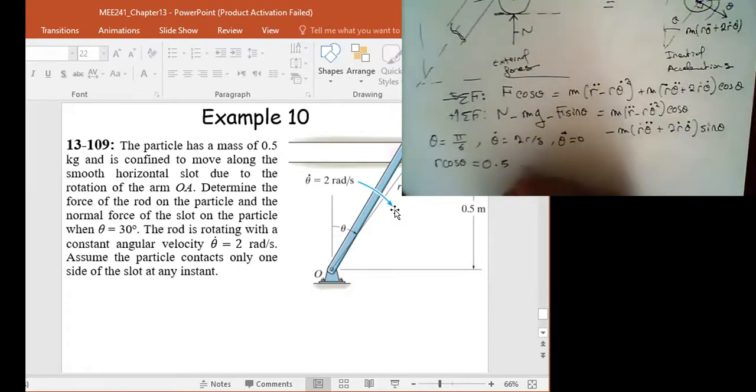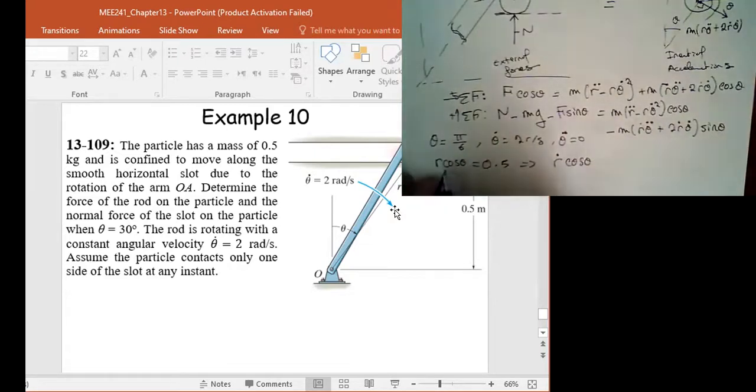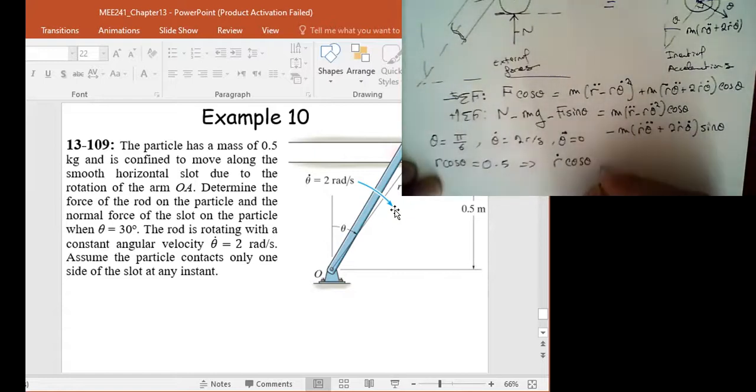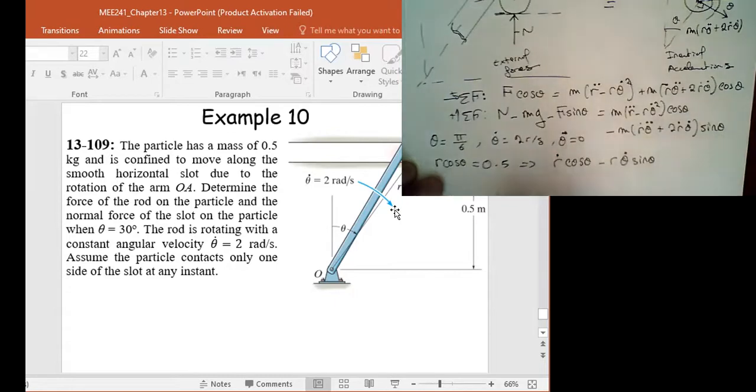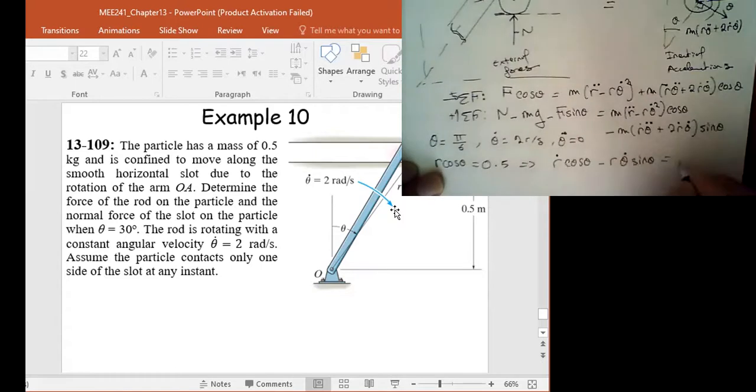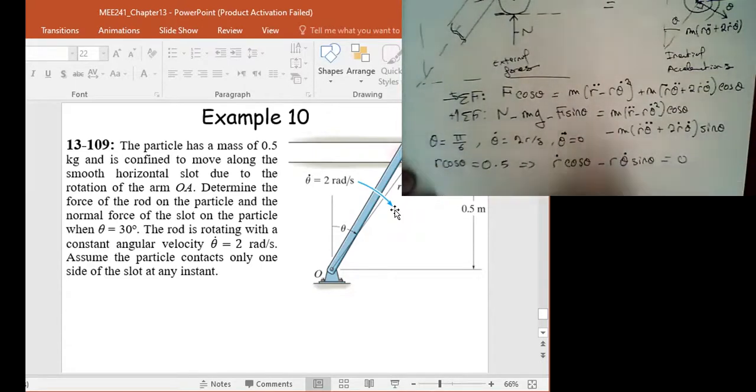If you differentiate both of these guys with respect to time, you're going to end up with r prime cosine theta, right? Plus, the derivative of cosine theta is minus sine theta, so minus r theta prime sine theta, right? So this is the derivative of r cosine theta only. It is going to be equal to the derivative of 0.5, which is going to be 0, right? So now we have r prime.